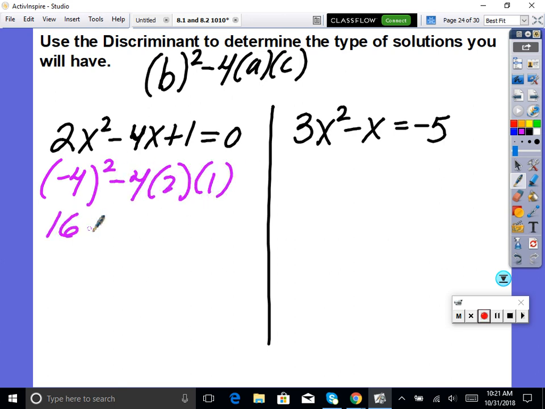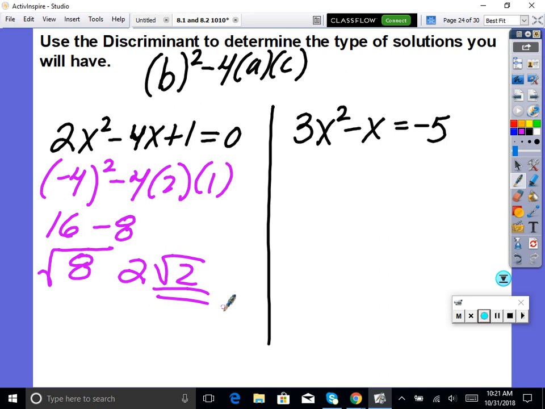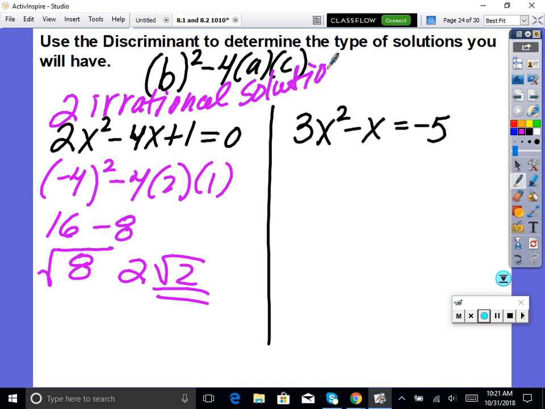So b squared, so we would do negative 4 squared minus 4 times a times c. So that'd be 16 minus 8, which is 8. The square root of 8 is 2 roots 2. Do we still have a radical? Yeah. So that would be 2 irrational solutions. Does everybody get it?